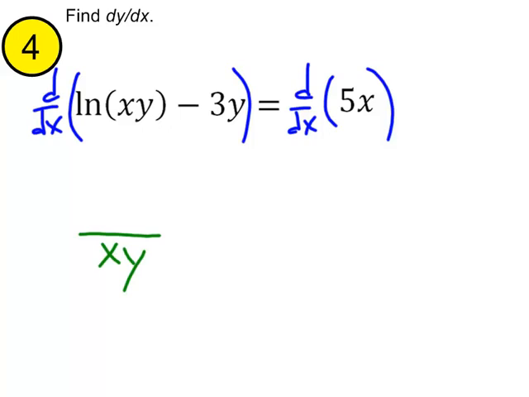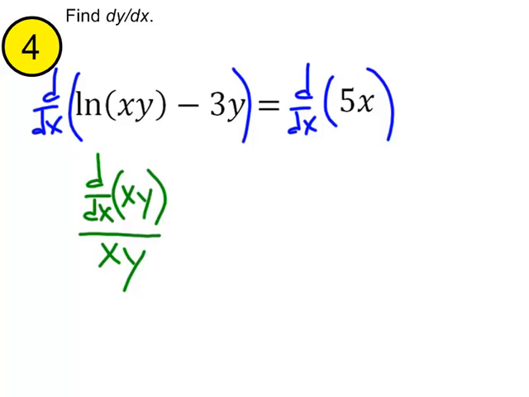Now, if you feel like we're doing too much in one step, I would encourage you to consider this. If you don't want to actually take the derivative of xy, or u in this case, at least do this. Say we still need to take the derivative of xy, and we'll handle that derivative in the next step.